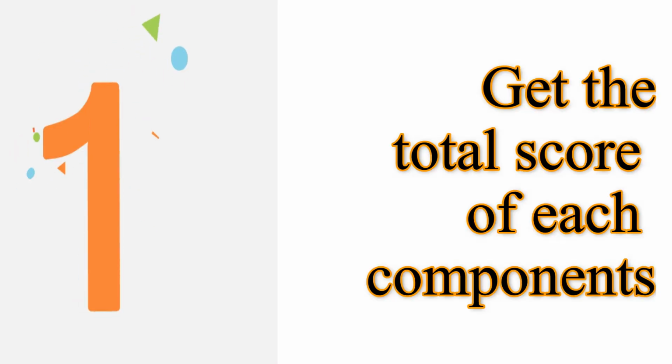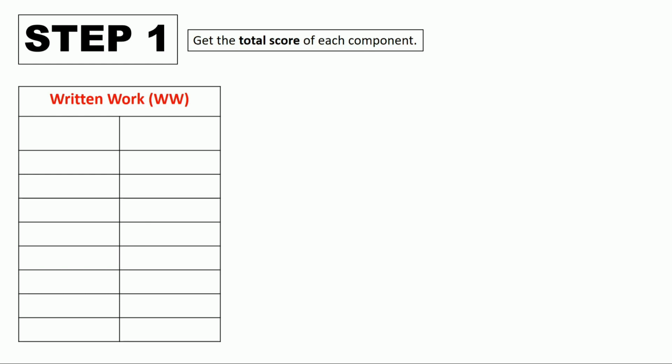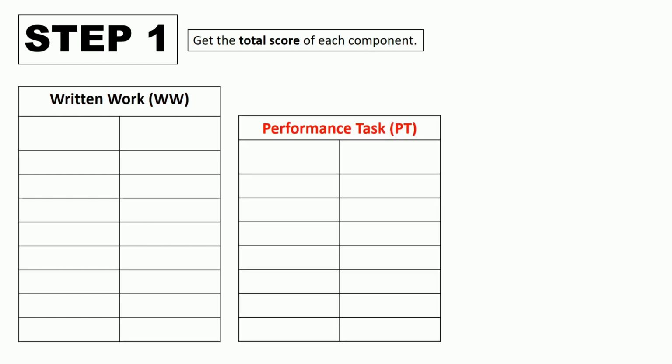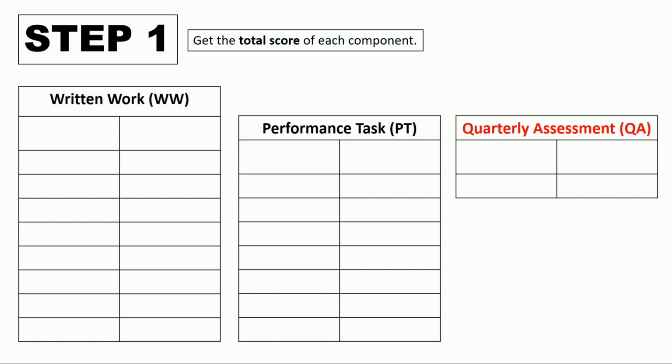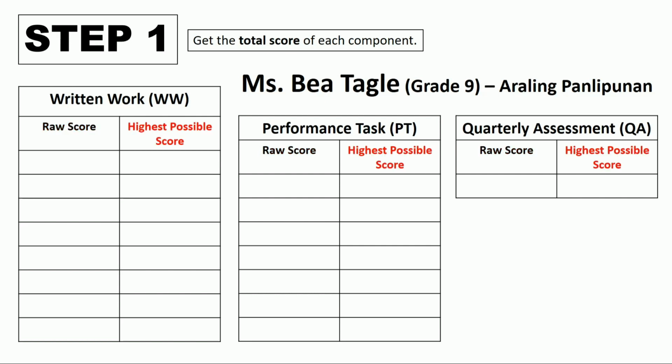Step 1. Get the total score of each component. The components of the K-12 grading system are written work, performance tasks, and the last one is quarterly assessment. For our example, let us assume that we have a student named Miss Rhea Tagle. She is a grade 9 student and we are going to compute her grade in Araling Panlipunan for the first quarter. In getting the total score of each component, we have to consider two things. These are the raw score and the highest possible score.